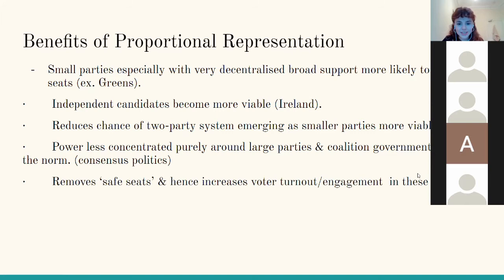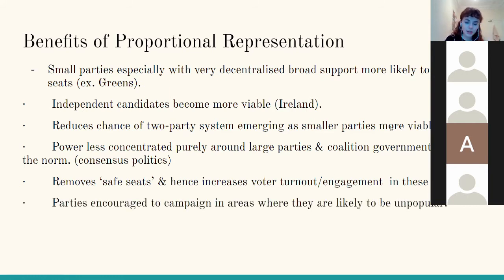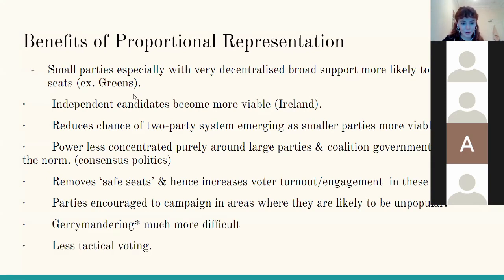And then there's also fewer safe seats, which means you can increase voter turnout and engagement in those areas, because people aren't saying, well, this is a Tory area anyway, there's no point in me voting or getting involved in politics because I know which representative is always going to win. Parties are encouraged then to campaign in areas where they are likely to be unpopular, because even if they can only get 20% of the vote, if the alternative is getting 10%, they're still probably better off under a system like this. And then gerrymandering is also more difficult. I assume we all know what gerrymandering is. And there's also less tactical voting, because there is no spoiler effect in a proportional representation system.